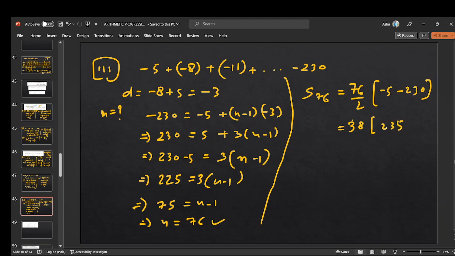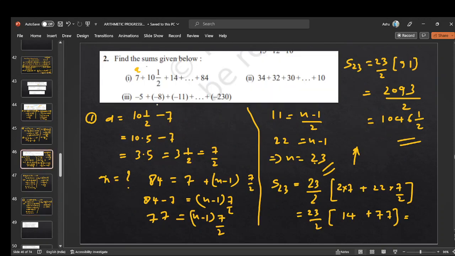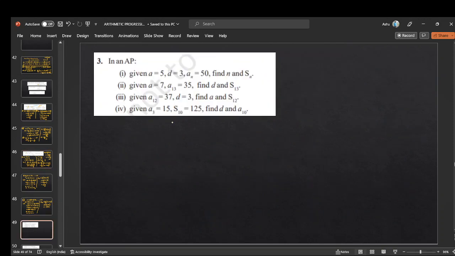235 with minus. Clear? With minus. Now what will be the result of this? If we multiply, here answer will be 8930 after multiplication. Clear? Now there is no question remaining in this part, so we should move on to the next part.